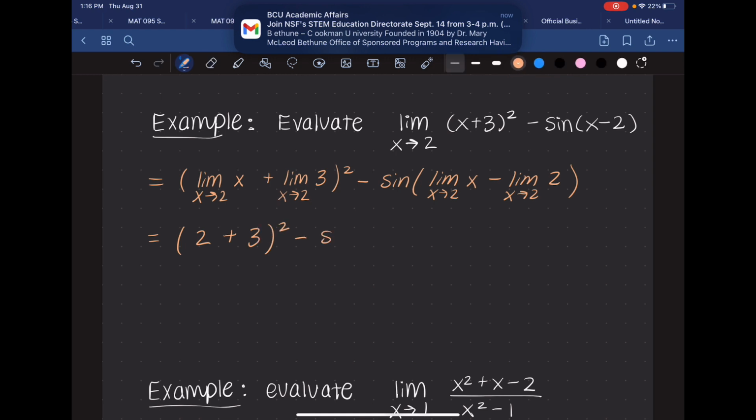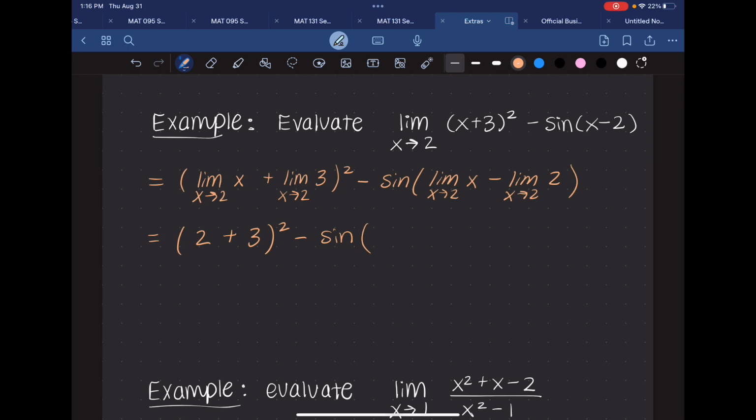And then I have minus sine of the limit as x goes to 2 of x, which gives me 2, minus that gives me a 2. And then I can evaluate. I have 2 plus 3 squared, which is 5 squared, minus sine of 0. 5 squared gives me 25, and sine of 0 is equal to 0. So my final answer for this one would be 25.